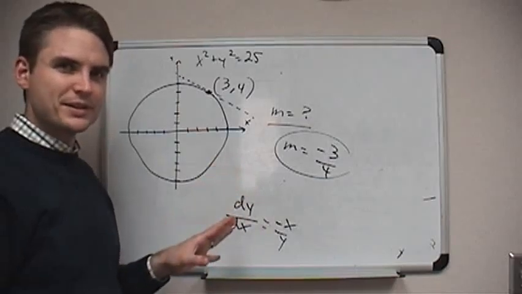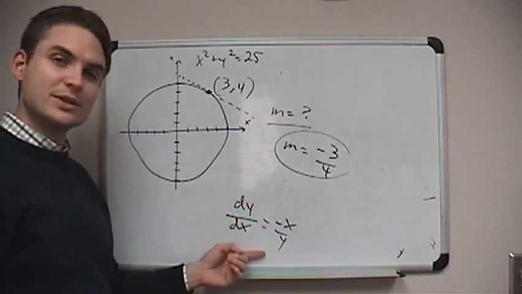And if you find any other point on the circle, you can compute the slope at that point using the implicit derivative.